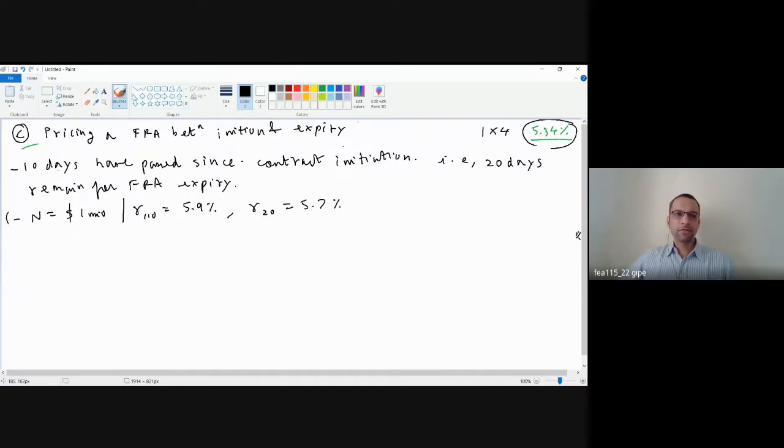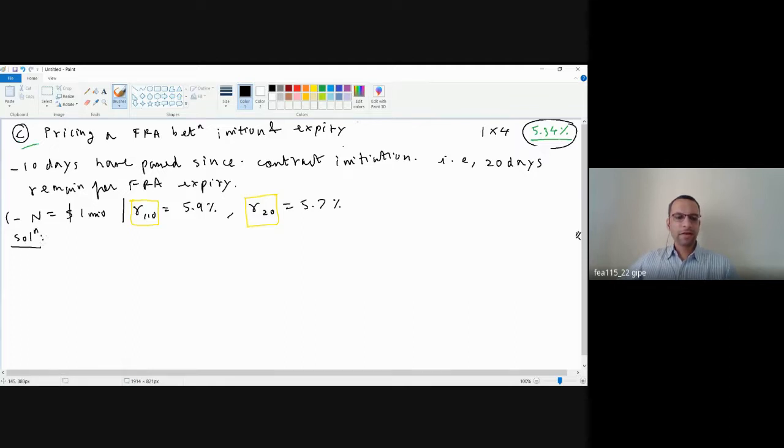So I have this information, 10 days have passed, and the next information is contract specific, which is 1 million notional. And these two, R110 and R20, come from the market. So maybe I can highlight them in yellow because these are my inputs. As per Excel convention, this becomes my market input. N is given to me. And now I need to understand what is the MTM for the FRA standing on day number 10. So let's see how that is done. Just a couple of steps.